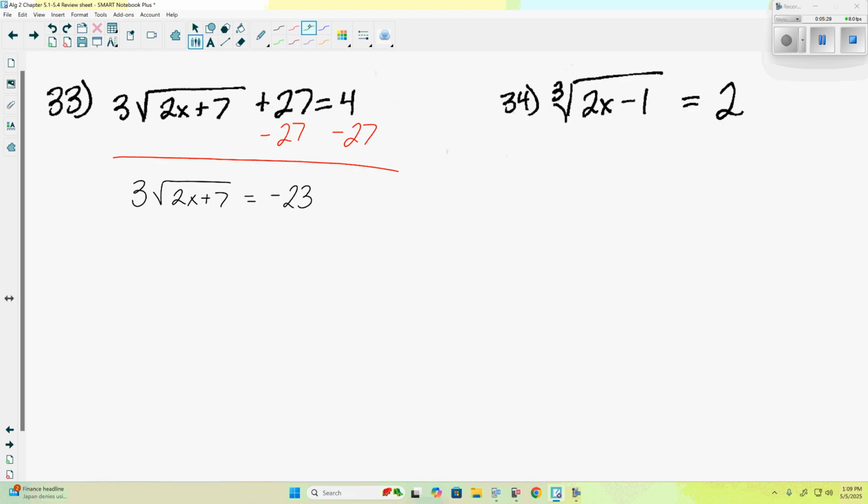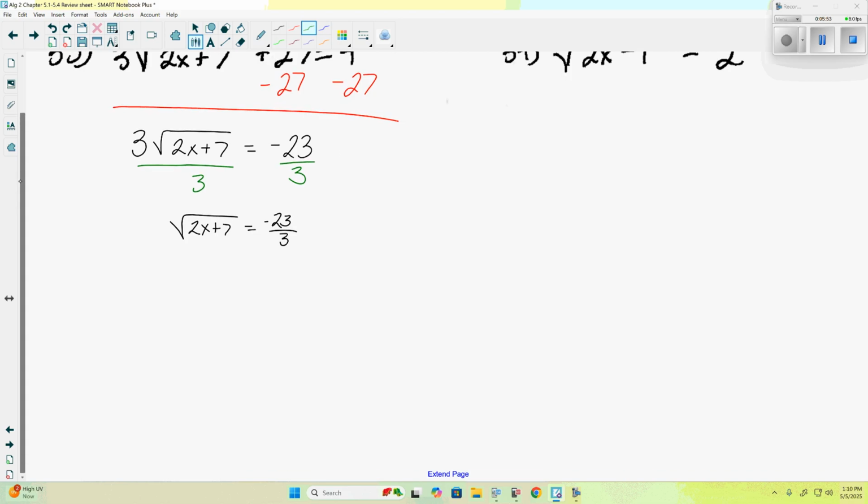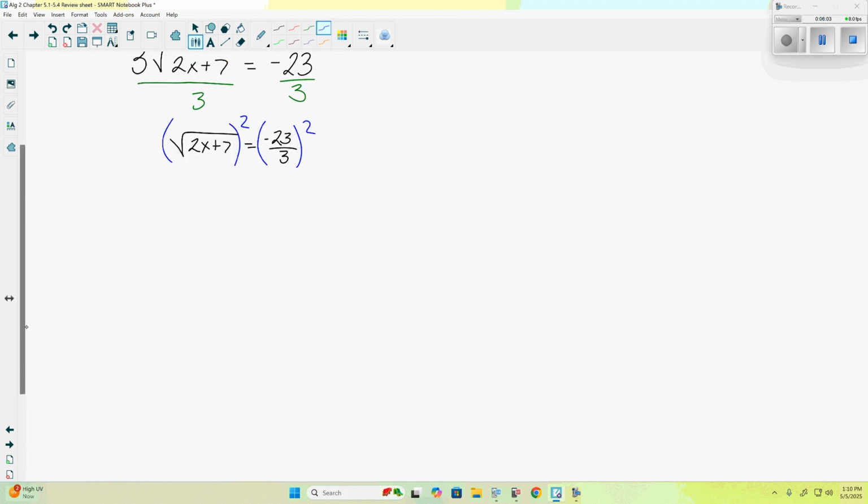Is the radical by itself? No. We need to divide both sides by 3. And once we do that, we have that the square root of 2x plus 7 is equal to negative 23 over 3. Now is the radical by itself? Yes. So what can we do next? We're going to square both sides.